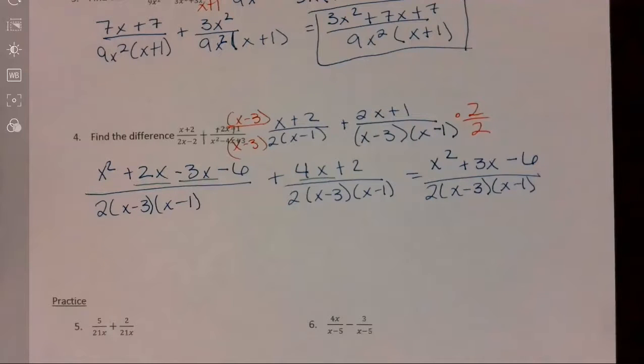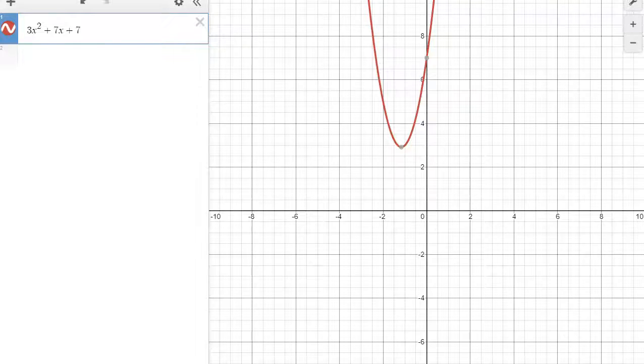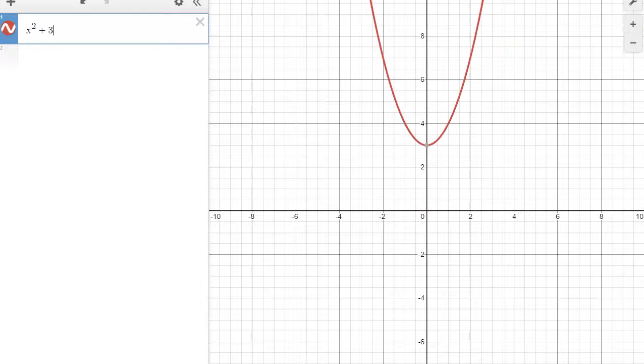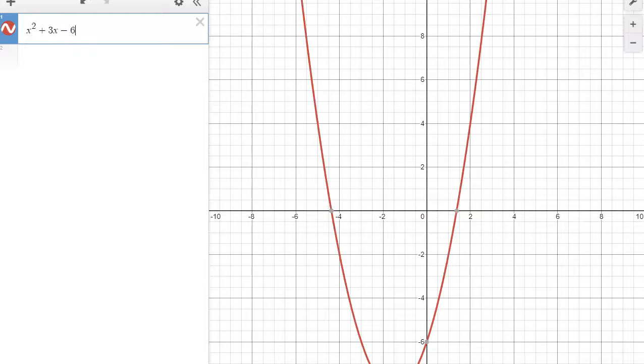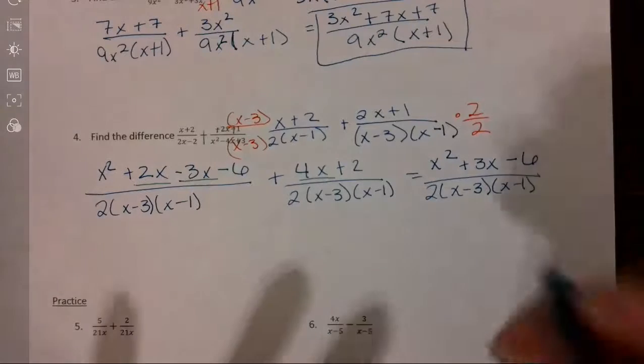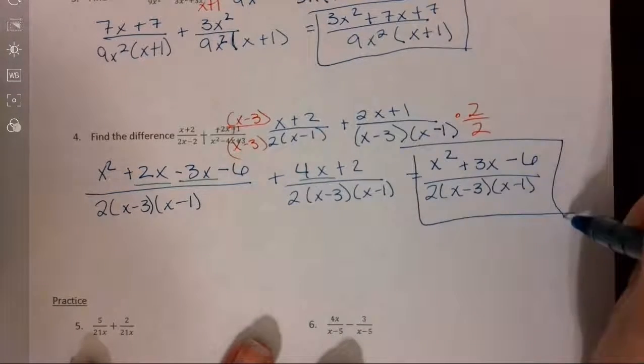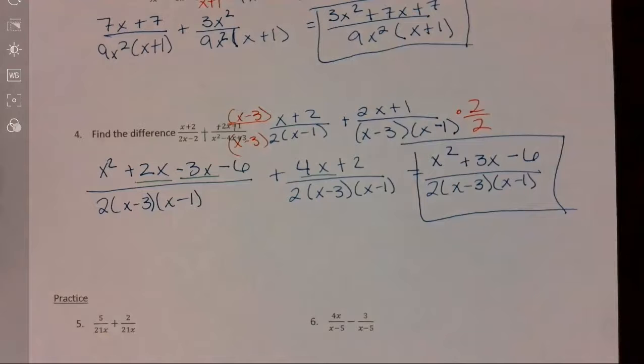Pretty sure this doesn't factor nicely. Let me go double check on Desmos. Oh no, it's plus 3x. Yeah, it doesn't factor nicely because these are decimals where it crosses the x-axis. So I leave this one like that. If it did factor nicely, I would cancel out pieces that were on the top and bottom.